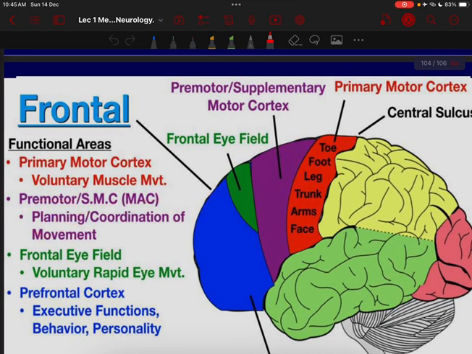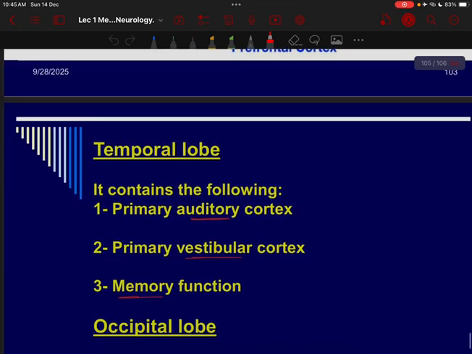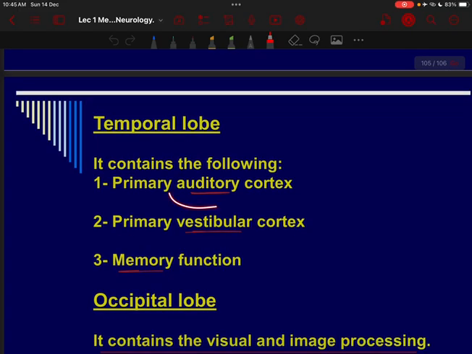The temporal lobe contains the primary auditory cortex, vestibular cortex, and memory cortex. The occipital lobe is for vision.